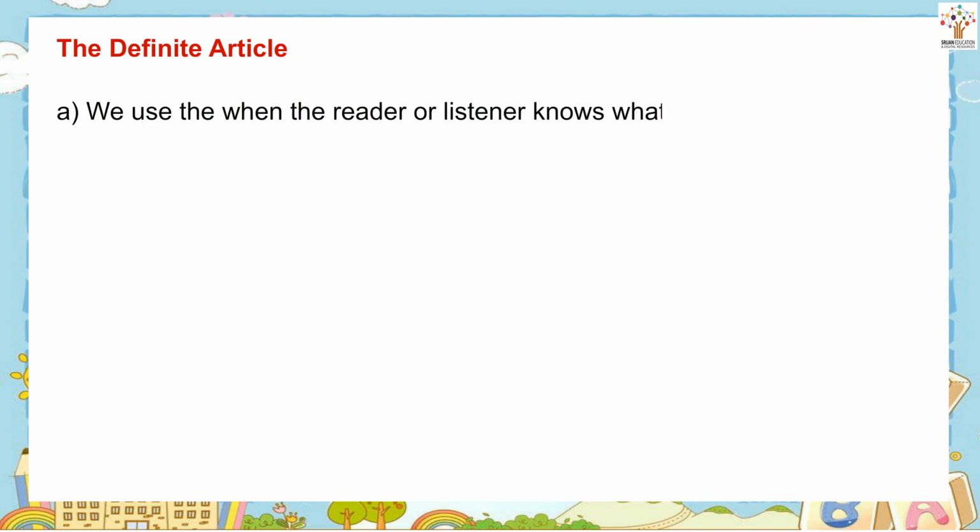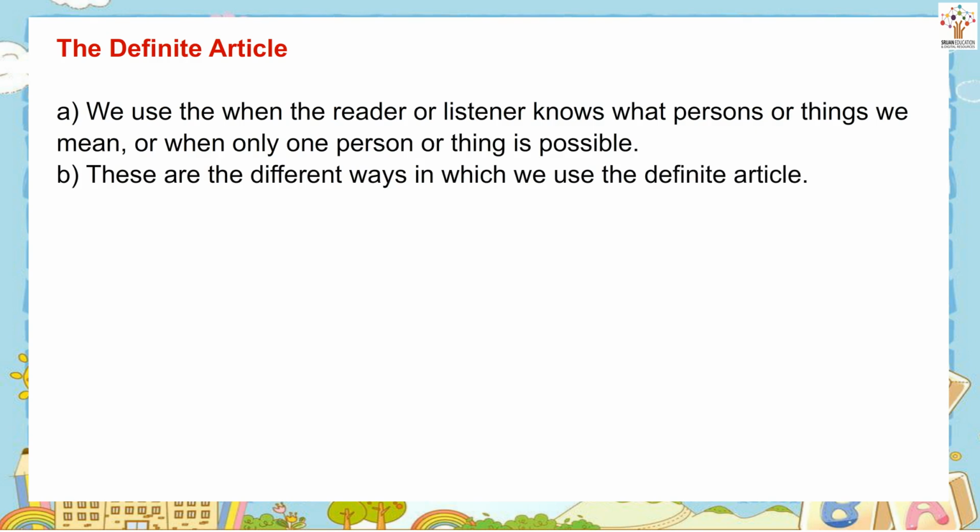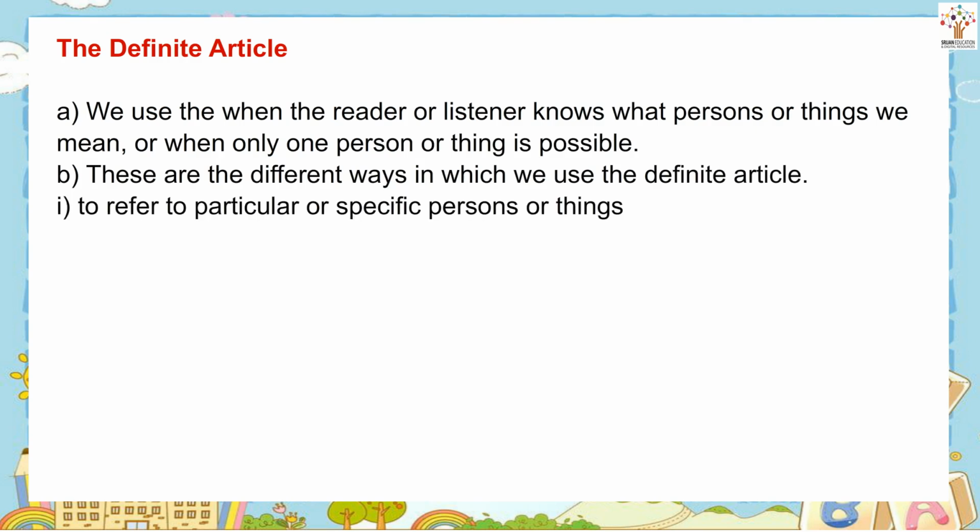The definite article. We use the when the reader or listener knows what persons or things we mean, or when only one person or thing is possible. These are the different ways in which we use the definite article to refer to particular or specific persons or things.